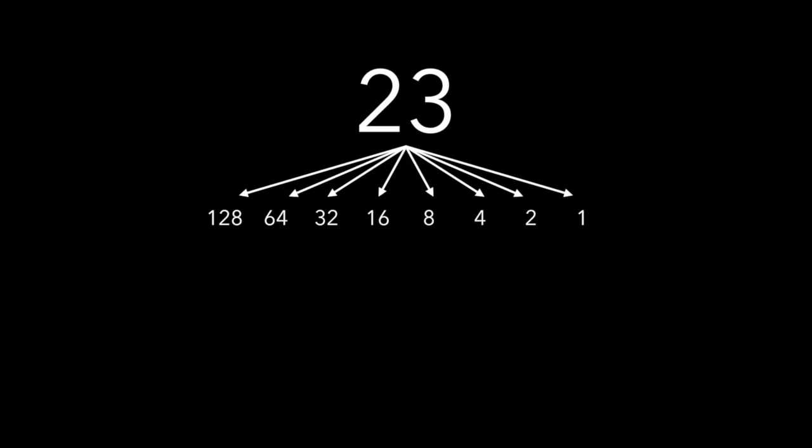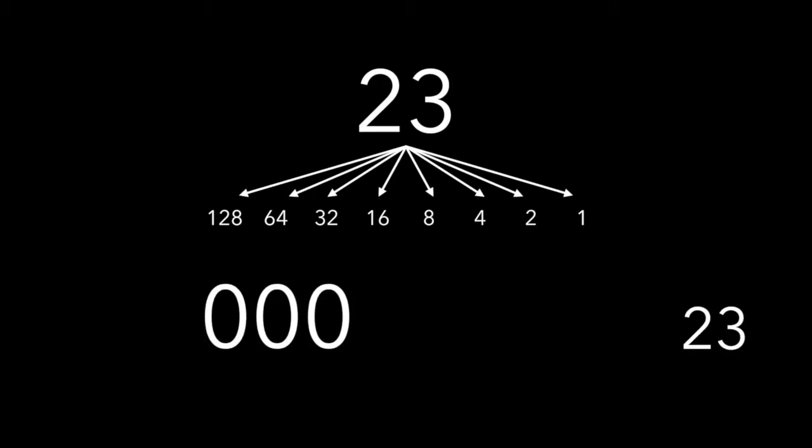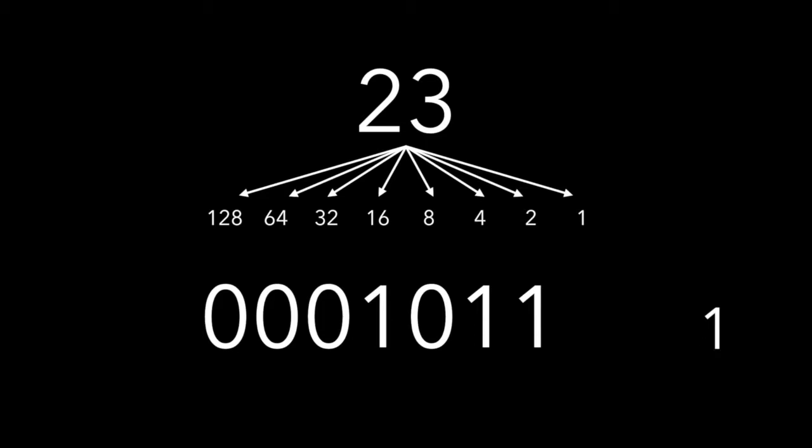So for example, 23 is not bigger than 128, it's not bigger than 64, it's not bigger than 32, but it is bigger than 16. So we put a 1 at 16, and now we have a remainder of 7, because 23 minus 16 equals 7. Now 7 is not bigger than 8, so we put a 0, but it is bigger than 4. So we put a 1, and we subtract 4 from our remainder, so our remainder is now 3. 3 is bigger than 2, so we put a 1, and our remainder becomes 1, because we subtracted 2 from the remainder. And 1 obviously fits into 1, so we have a remainder of 0.